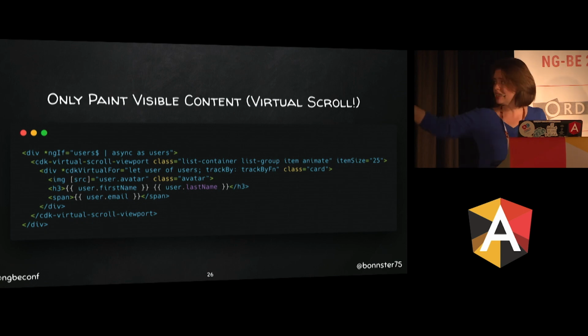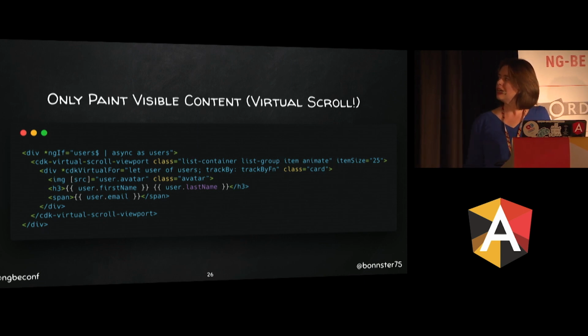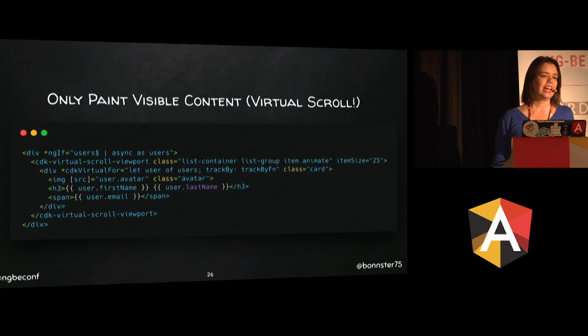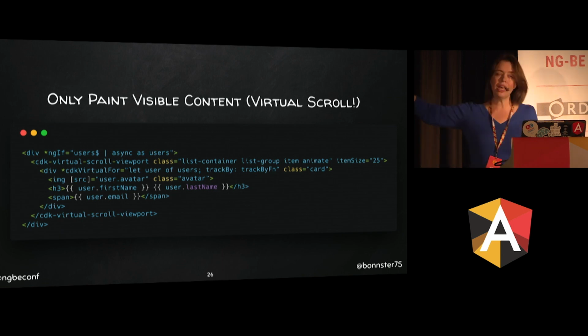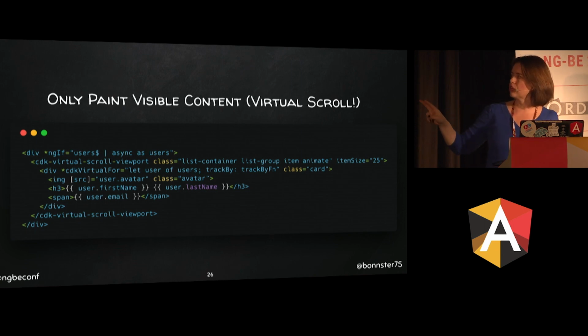But basically all I did was wrap it. There's a CDK virtual scroll viewport, and I just wrapped it. That CDK virtual for on the third line behaves exactly like ngFor. So I had already written this, right? And all I had to do was add the scroll viewport and then change my ngFor to CDK virtual for, and that was it. I didn't change any of the other code.